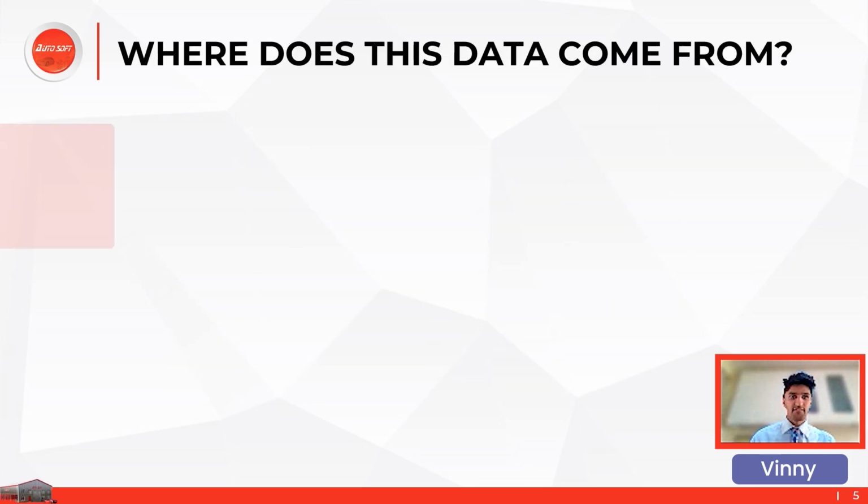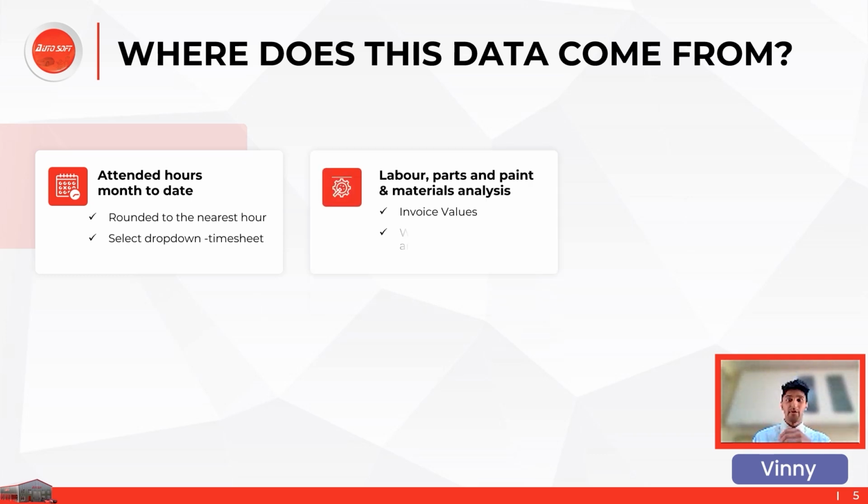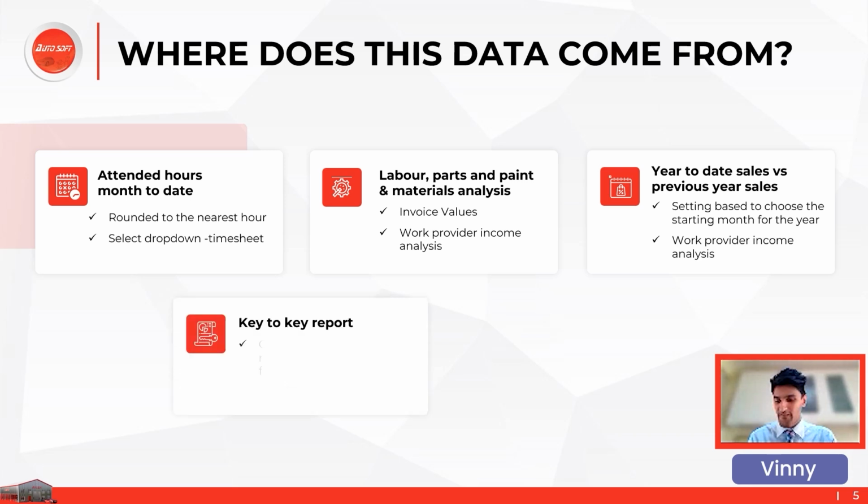So if I just go next. Attended hours, that I briefly mentioned, is the staff clocking in, clocking off, and that's rounded to the nearest hour. That's on the technician timesheet reports. Then your labor, parts and paint analysis, again, work provider income analysis has that huge breakdown: labor, parts, paint, discounts. And then I'll just cover the year to dates.